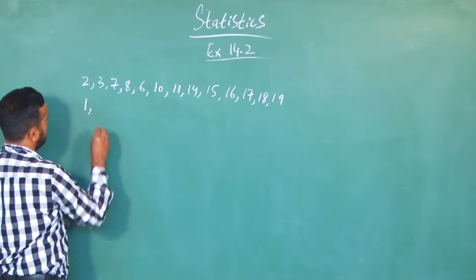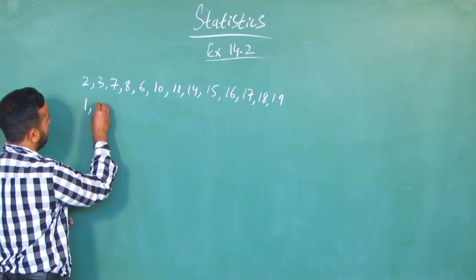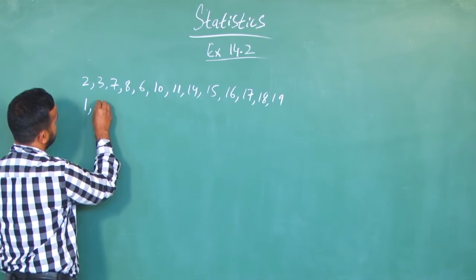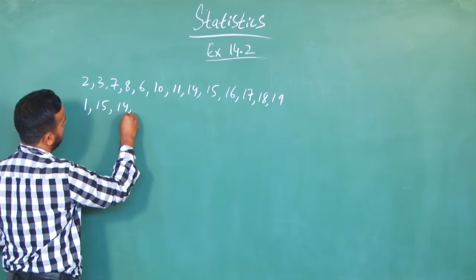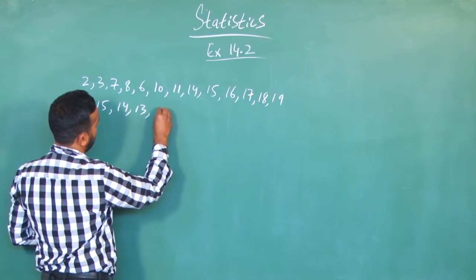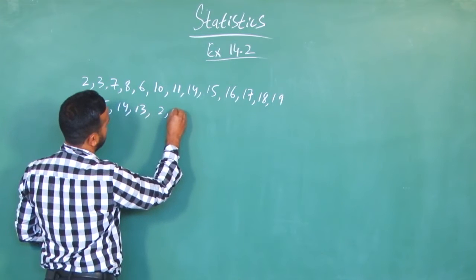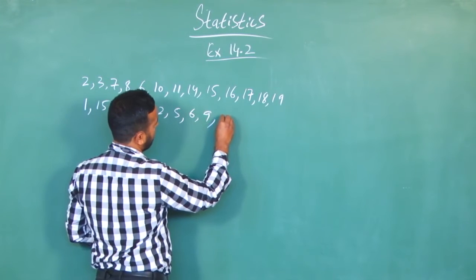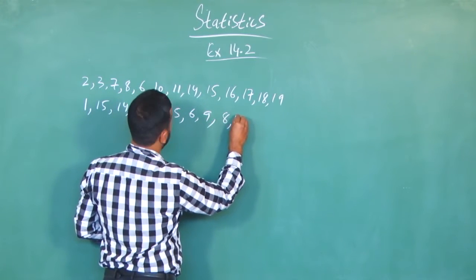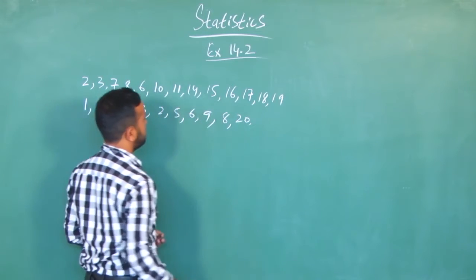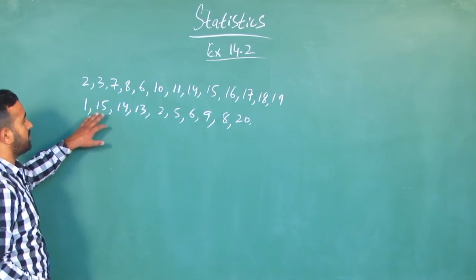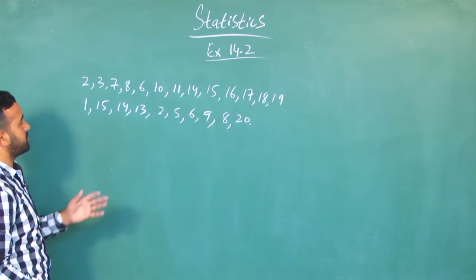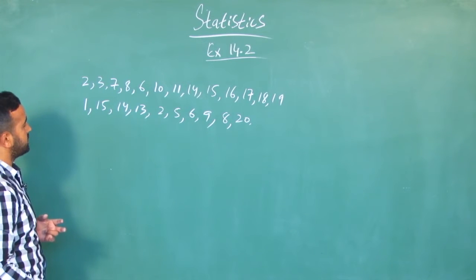let us suppose one of the children from our class has a 1 kilometer distance, and another may come from 15 kilometers, 14, 13, 2, it can be 5, 6, 9, 8, some may come from 20 kilometers of distance. These are the distances of the children of our class from the school to their respective residential places.